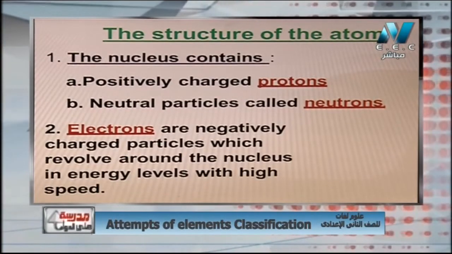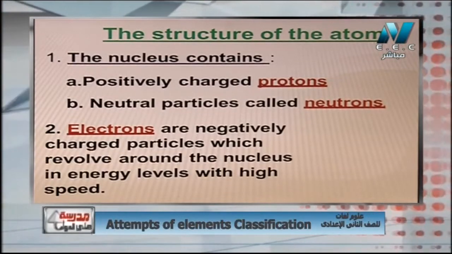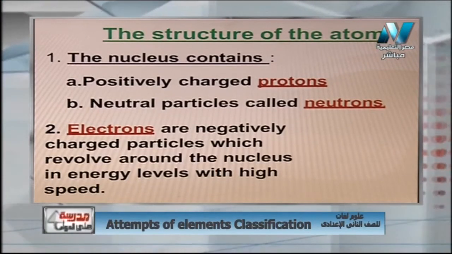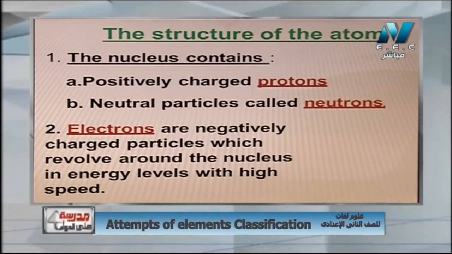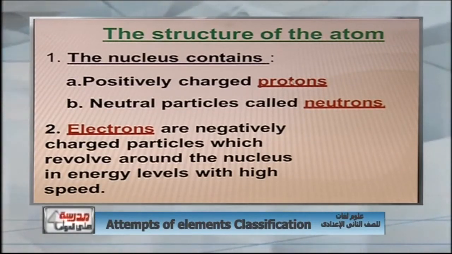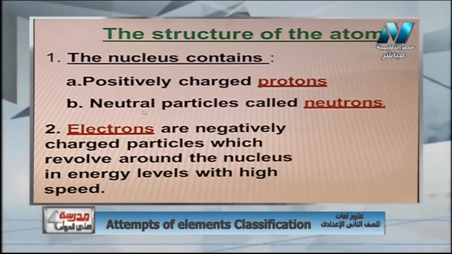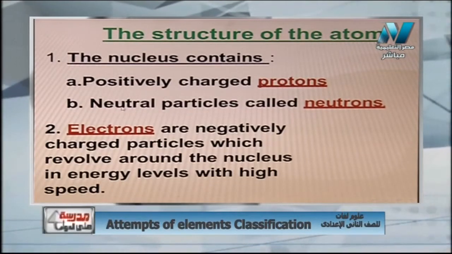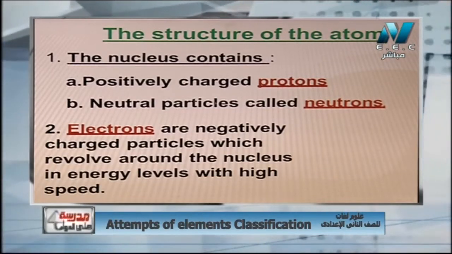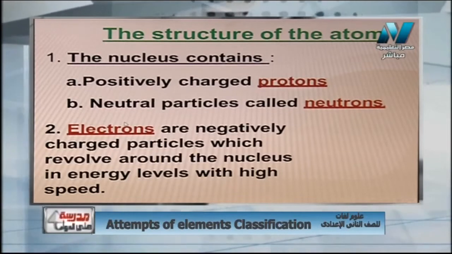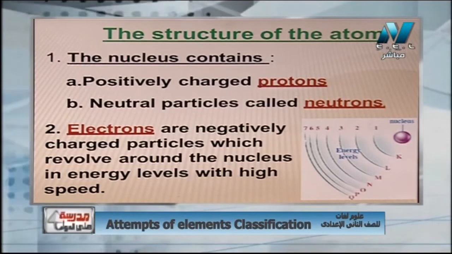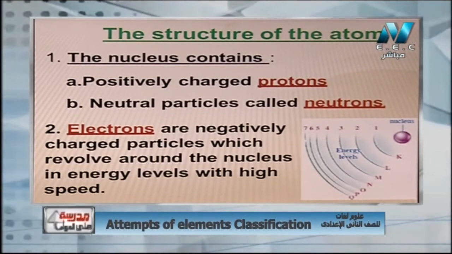So let's sum up the atom together. The atom, the smallest building unit of the substance, consists of nucleus and electrons. The nucleus has positively charged particles called protons, and neutral particles called neutrons. What's meant by neutral? It has no charge, it's not positive and it's not negative. The second part, electrons. What are the electrons? As we've seen, they are the negative charge which revolves around the nucleus with a very high speed.